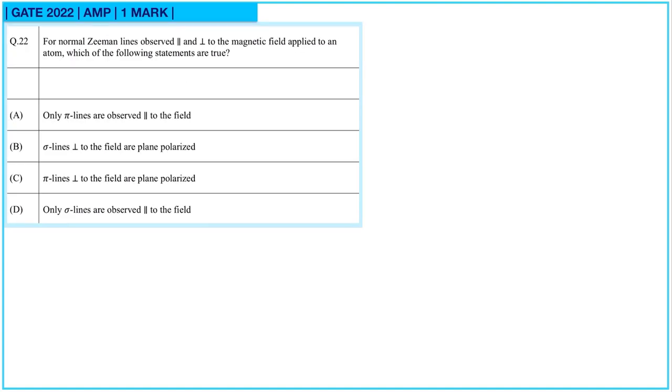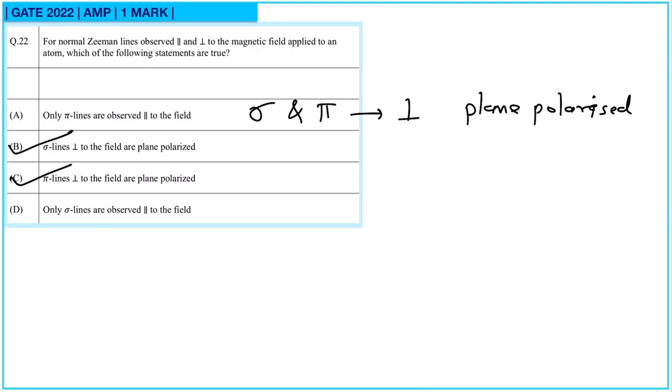For normal Zeeman lines observed parallel and perpendicular to the magnetic field applied to an atom, which of the following statements are true? Now sigma and pi lines perpendicular to the field are plane polarized. So if they are perpendicular, then they are plane polarized. So sigma lines perpendicular to the field are plane polarized and pi lines perpendicular to the field are plane polarized. So this is correct. And sigma lines which are parallel to the field, only those are visible, and pi lines are not visible parallel to the field.